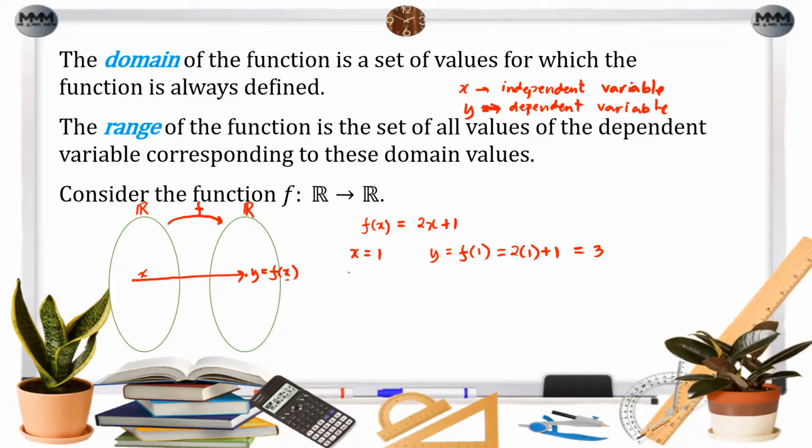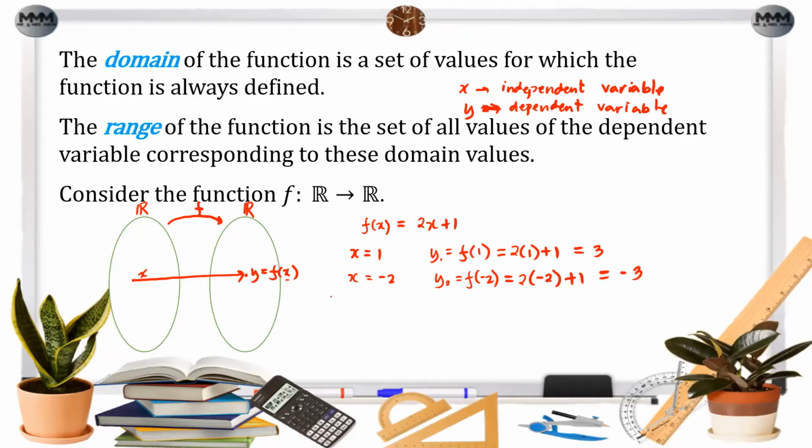Now, if we assign another value, say for example, negative 2 to x, since this is also a real number, let's have here y sub 1, this is y sub 2. So y sub 2 is f of negative 2, so we replace x with negative 2. So from our defined function, we have 2 times negative 2 plus 1, which is negative 4 plus 1, which is negative 3.